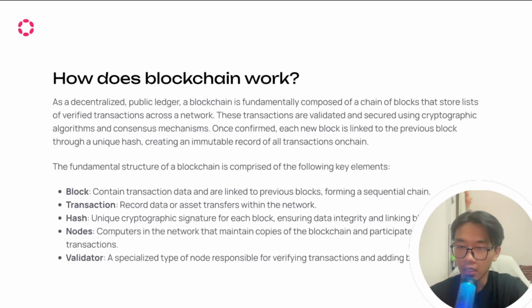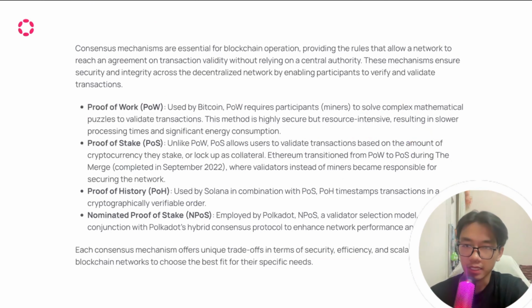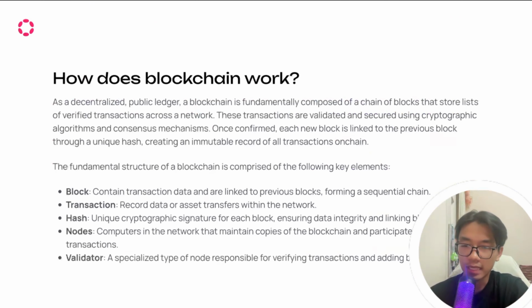Validators are a special type of node responsible for verifying the transactions and adding the blocks to the chain. So if you want the chain to keep producing new blocks, you have to have the involvement of the validator in that role. Now we're talking a bit about the consensus mechanisms. As we mentioned, nodes participate in the network, and the validator, a special type of node, participates in verifying the transactions and adding the blocks to the network.